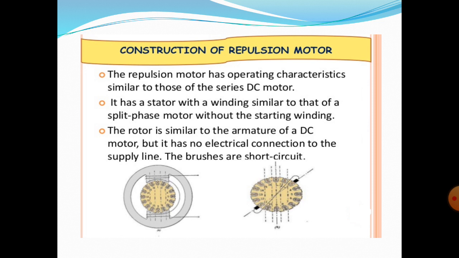In this repulsion motor, the rotor has no electrical connection to the supply line. The rotor brushes are always short circuited.